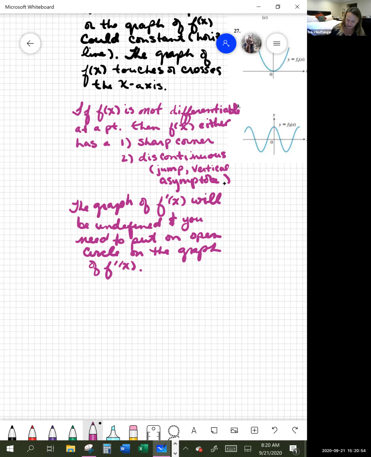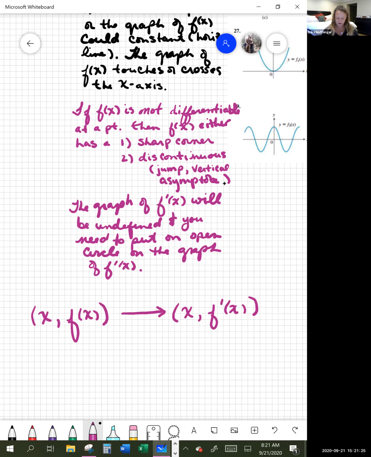And so basically, the point on our original function, we had x comma f of x. So f of x, remember, is just another way of writing y in function notation. So for our derivative, the point on our derivative function is going to have the same x value you had on your original function, but the y value is going to be the derivative at that point of the original function.